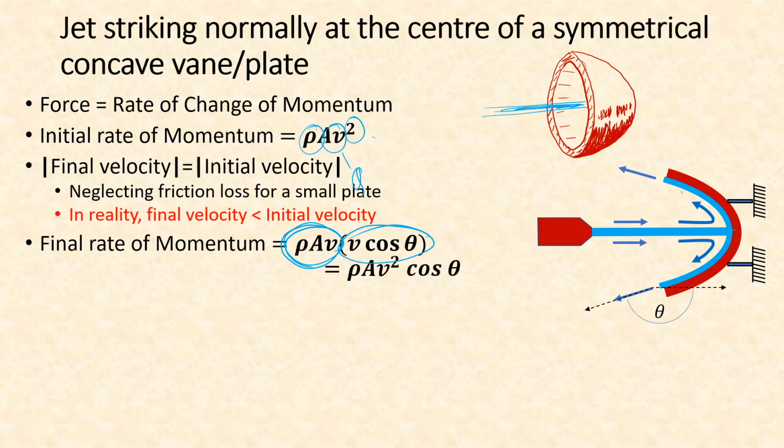Now v cos theta is the component of the velocity in the original direction. So if this was the original direction of the jet, and after the water leaves in this direction, this angle is theta, and so we are going to take the component of this velocity in this direction.